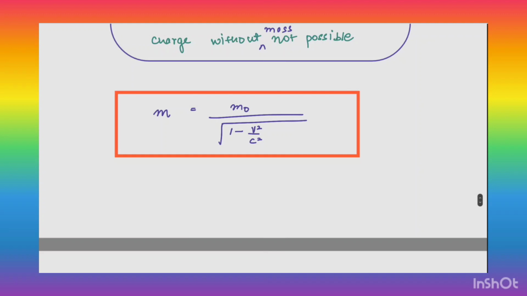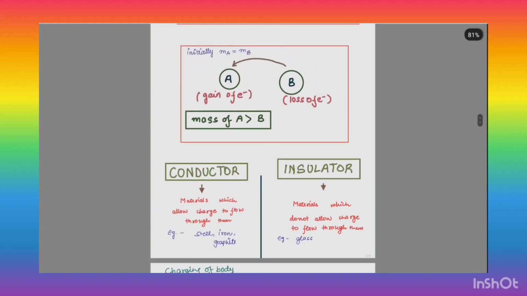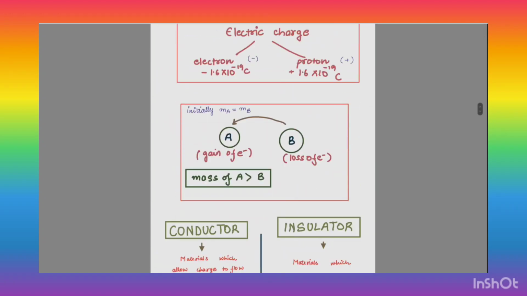Next comes m is equal to m naught divided by the square root of 1 minus v square by c square. This is the formula of relativistic mass. If a body is moving, the mass when the body is at rest is not equal to the mass when the object is in dynamic motion. This is the dynamic mass, and this is the rest mass. So this is what we have studied till now.